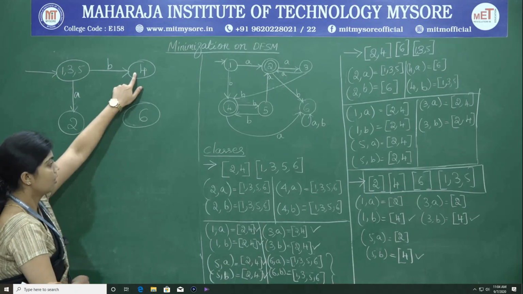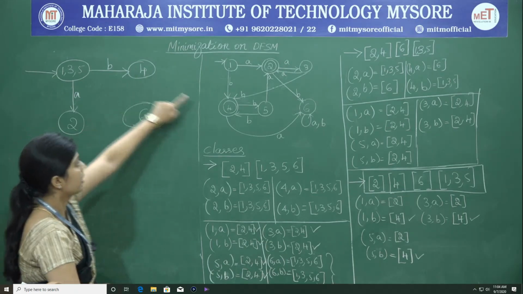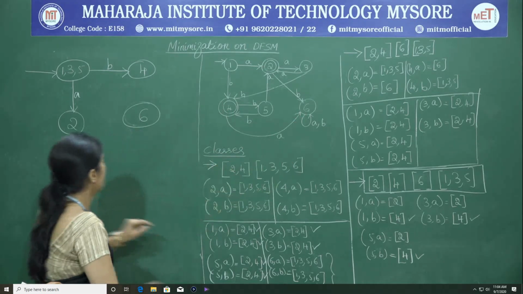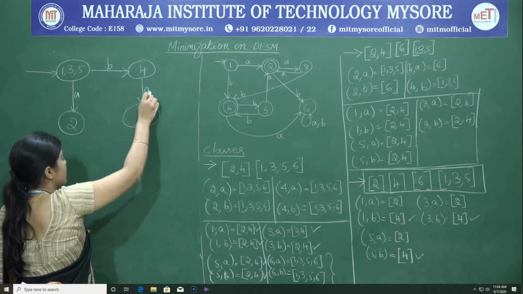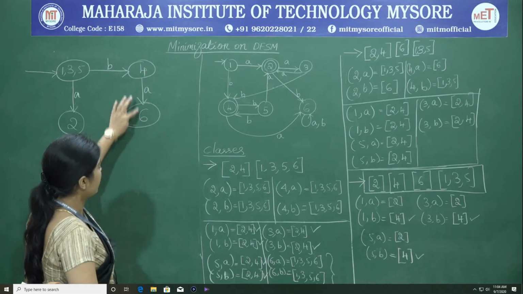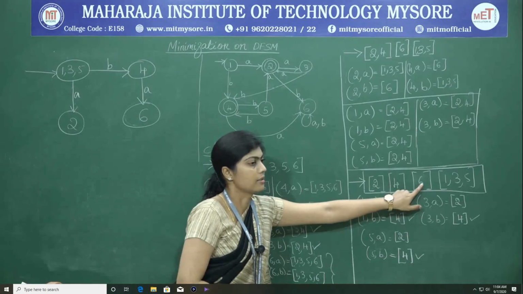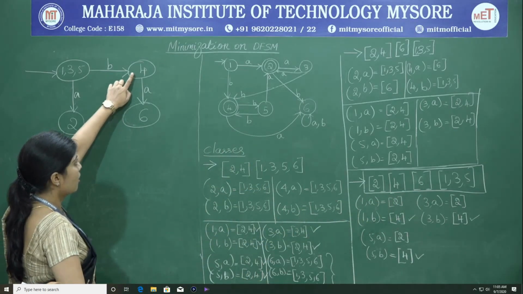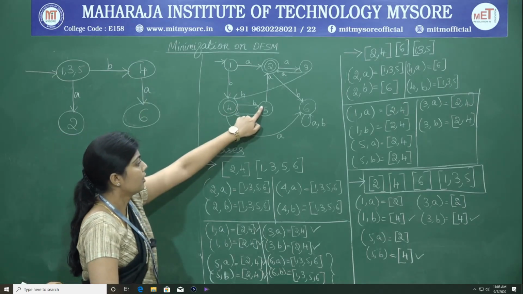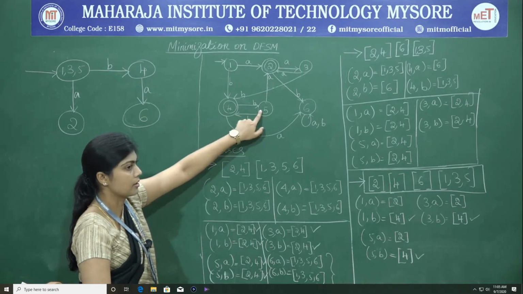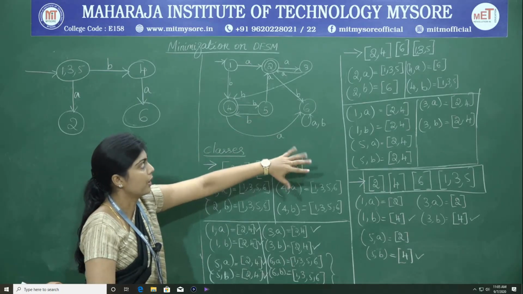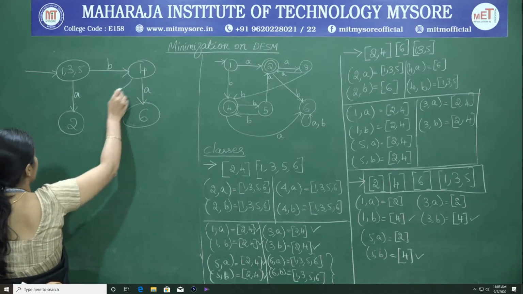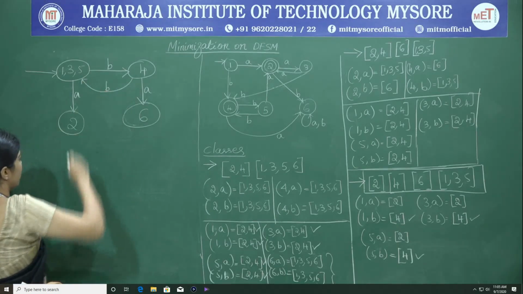Next we will consider 4, and from 4 we can see that 4 on A is going to 6. We directly write 6 because 6 is a separate class here. Next 4 on B is going to 5. So we have to look for the class which contains 5. The class that contains 5 is 135. So therefore 4 on B is going to 135.